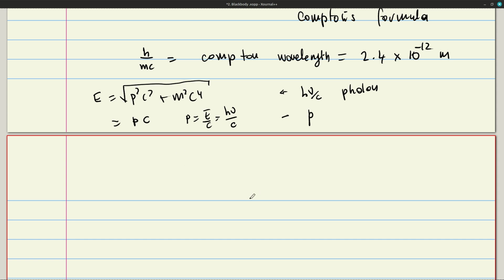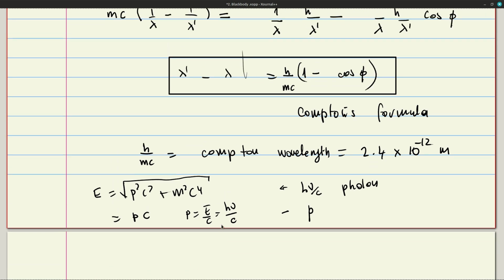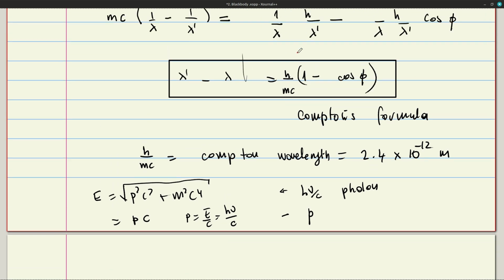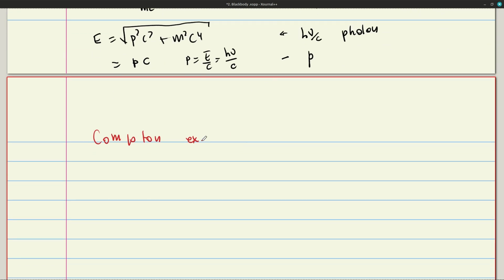So let's also talk about the experiment, and I'll finish this here. Compton experiment. I think Compton both did the experiment and also explained the theory. As far as I know, I think you should check your resources, but Compton was the first person to derive this formula, and he saw that this formula was working for his experiment, which I'm going to explain now. So, Compton experiment.